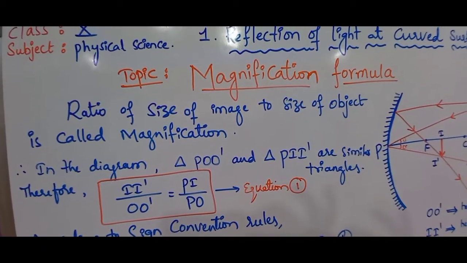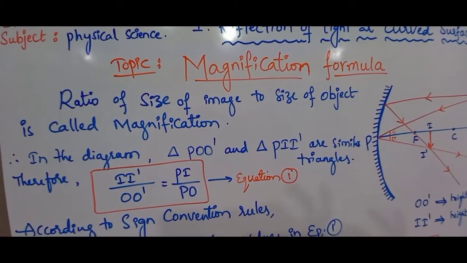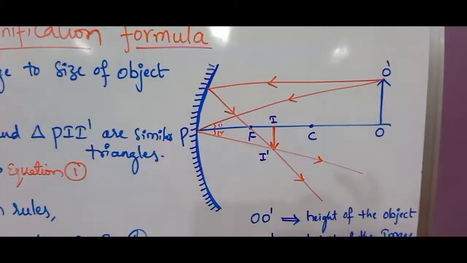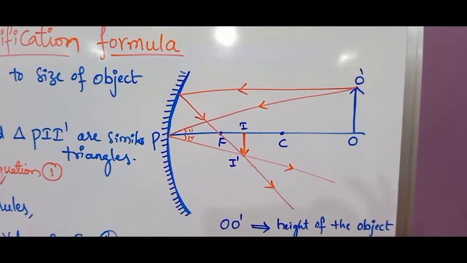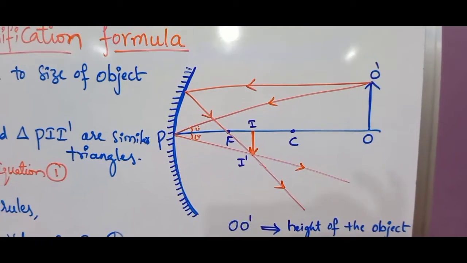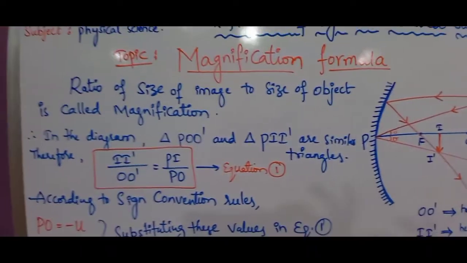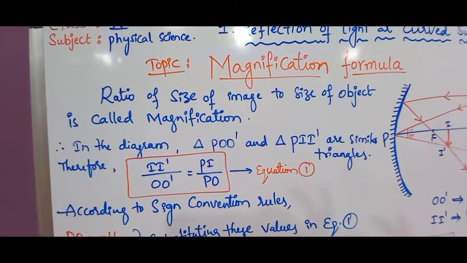Magnification is also expressed as the relation between object distance and image distance. From the pole, the object is at a certain distance and the image is also at a certain distance. So in terms of object distance and image distance also, we can define the magnification. We can also derive the formula for that.